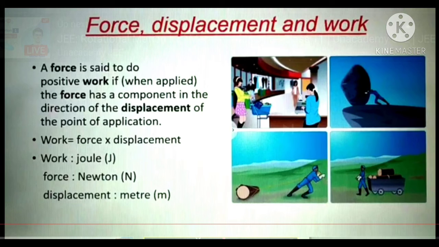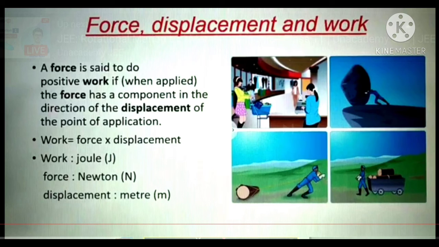You know that the work done by the force is equal to the force applied to the body into the displacement of the body that takes place in the direction of the force. By using the formula W is equal to F into S, we can find out the work done. In the SI system, the unit of work is joule, while the unit of force is Newton and the unit of displacement is meter. In the CGS system, the unit of work is erg.